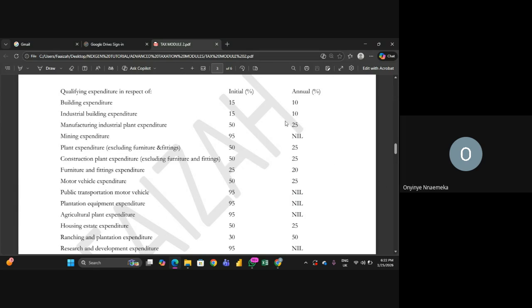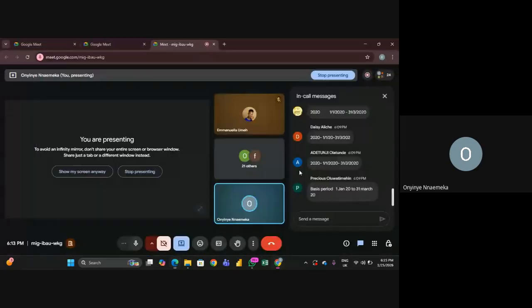For, let's say, this industrial plant expenditure, that's 25%. 100% divided by 25% is what? 4 years. Let's go to this furniture and fitting. 100% divided by 20% is what? 5 years.